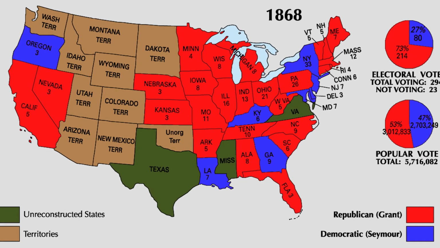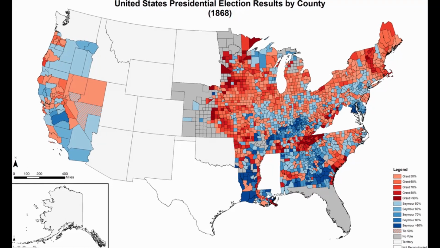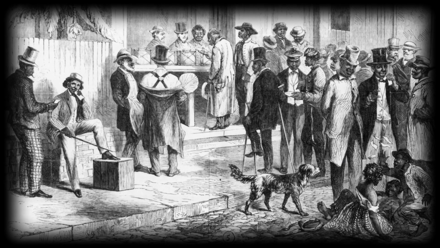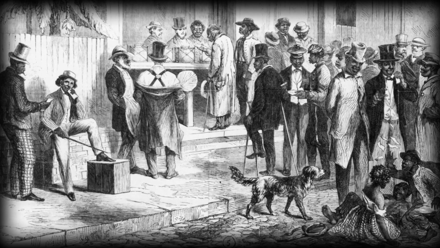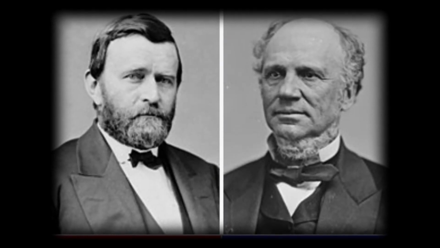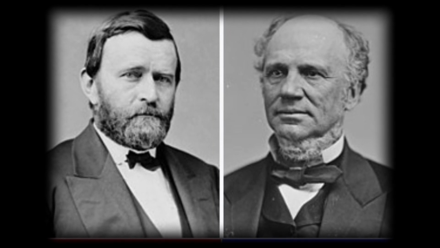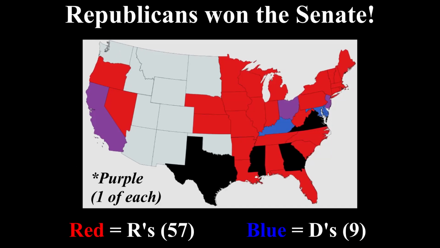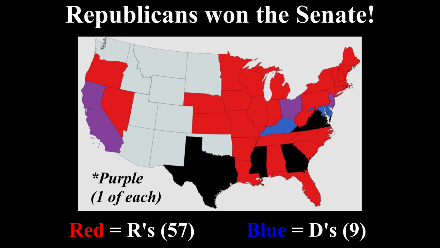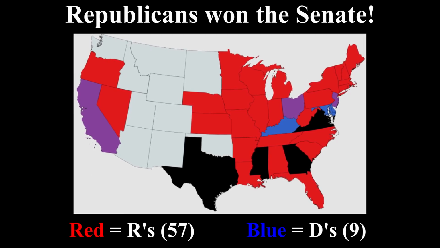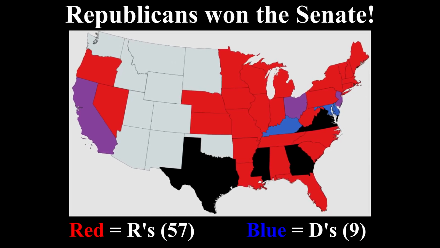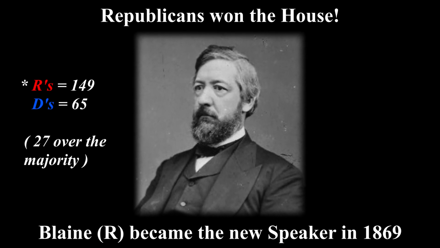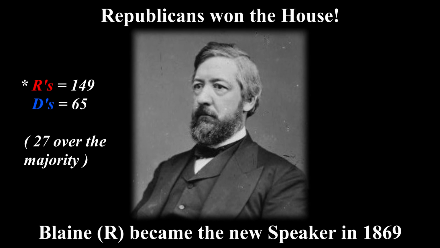This election was closer than expected, while being the first one of the Reconstruction era, and African Americans were the key voting bloc and factor in this election. This being such a close race would scare many Republicans, and especially radical Republicans. In the Senate, the Republicans won, winning 57 out of the 68 seats, 23 over the threshold. For the House, the Republicans also won, winning 149 seats, 27 over the threshold.